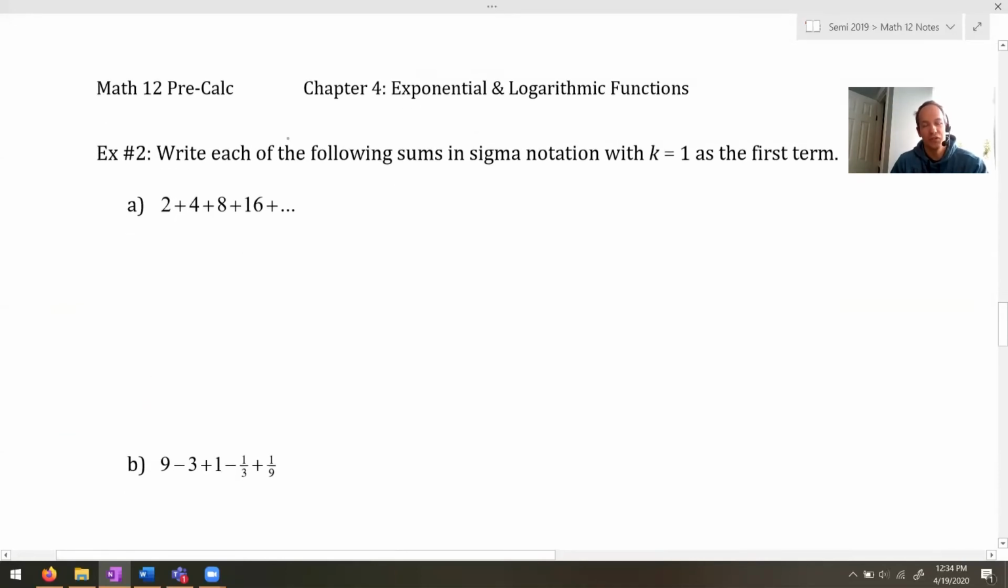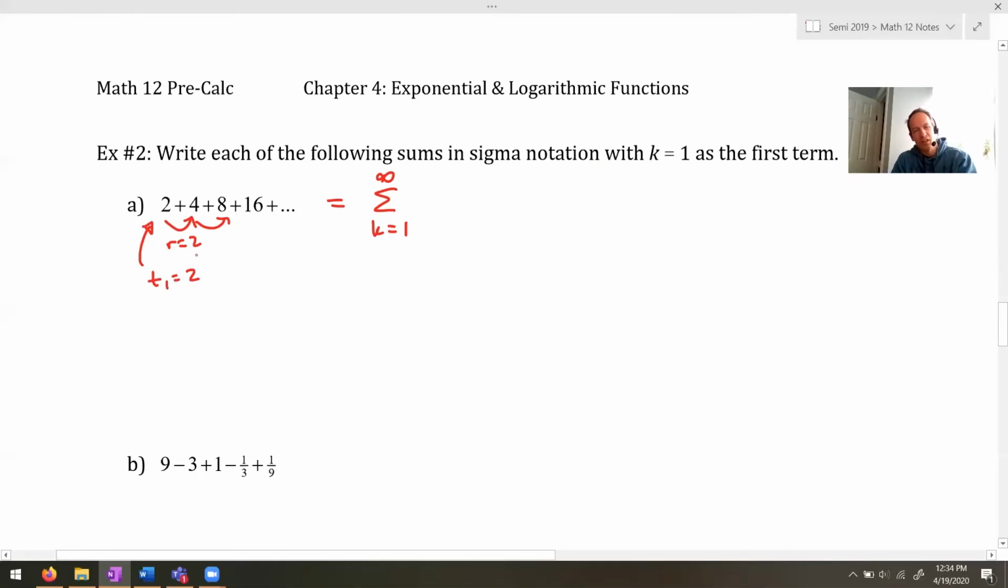Okay, so example 2. Write each of the following sums in sigma notation with k equals 1 as the first term. So the way we're going to look at this is, I've got a sum, so I'm going to write sum. We're told k is equal to 1. How many terms do we have in the sequence? It goes dot, dot, dot, so we're going to go up to infinity. And then we have to have a way of representing this. What we can see is this is geometric. r is equal to 2. And the first term, t1, is equal to 2 as well.